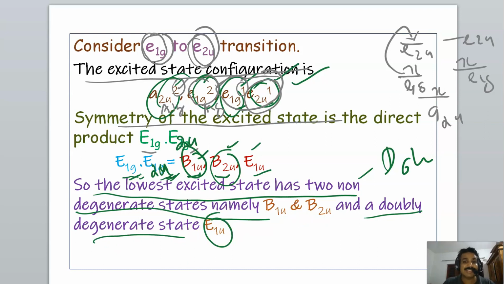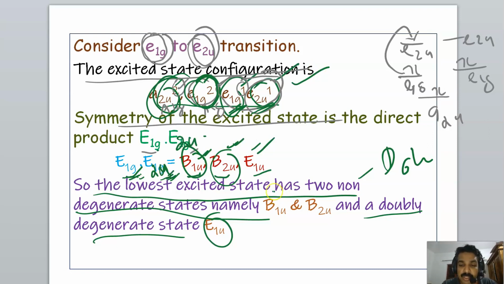The symmetry of the excited state is the direct product of all these levels, but those doubly occupied levels give A1g. So the symmetry of the excited state is decided by the direct product of these two, E1g and E2u, and from that direct product we get three levels. So the lowest excited state has three, not actually three, it is actually four.